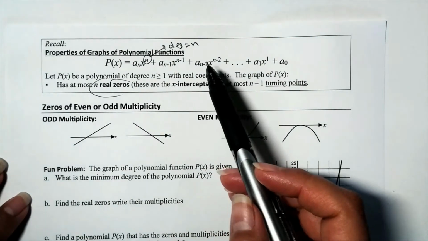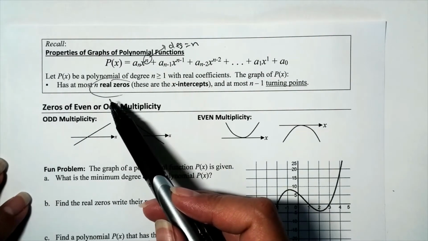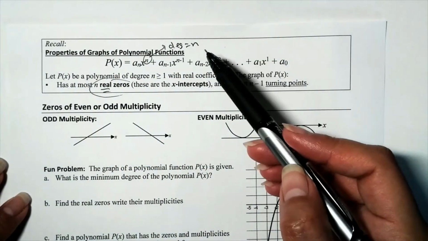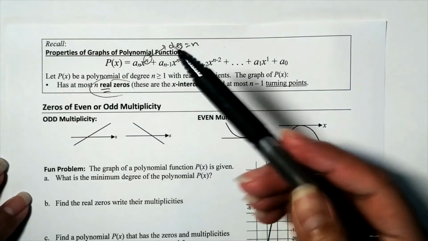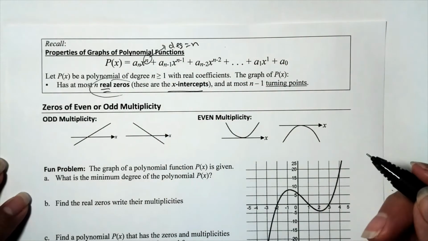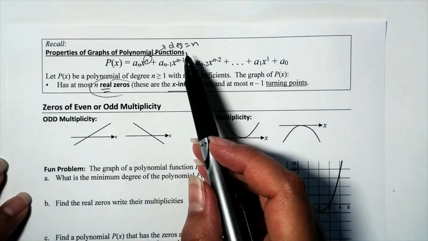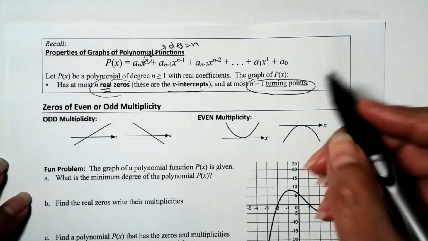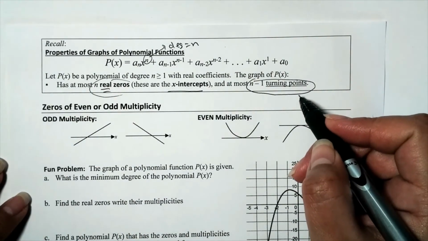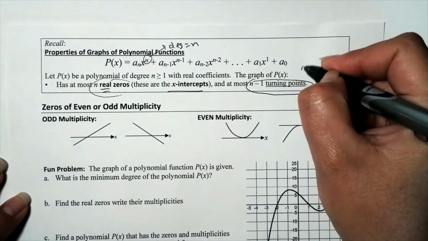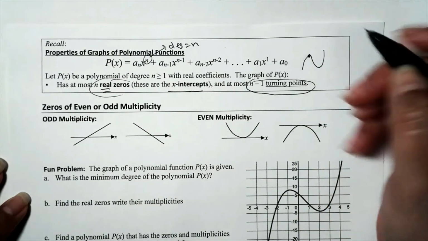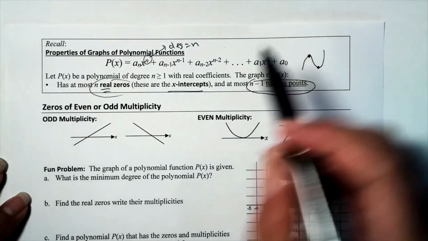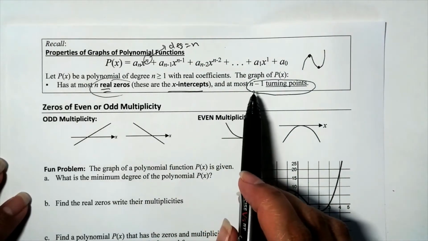The real zeros are the x-intercepts. So if the degree is n, then we're expected to have at most n real zeros, or n number of x-intercepts. And if the degree is n, then we're supposed to have n minus 1, or 1 less, turning point. A turning point, by definition, is the point where the function changes from increasing to decreasing. In English, it's those highs and lows. So whatever the degree is, you're supposed to have 1 less turning point.